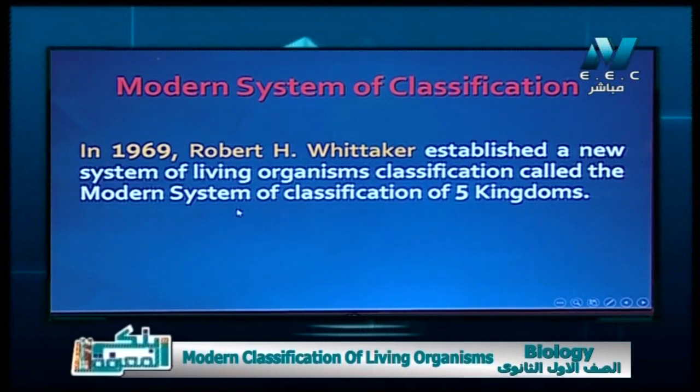The 5 kingdoms are Monera, Protista, Fungi, Planta, and Animalia. All of these kingdoms include all the living organisms on the earth. After Whittaker, other scientists tried to find other systems of classification that classify the organisms into 6 or 7 kingdoms, and this is not agreed upon all over the world, but all people all over the world agree with the 5 kingdom system. Let's start with the first kingdom.